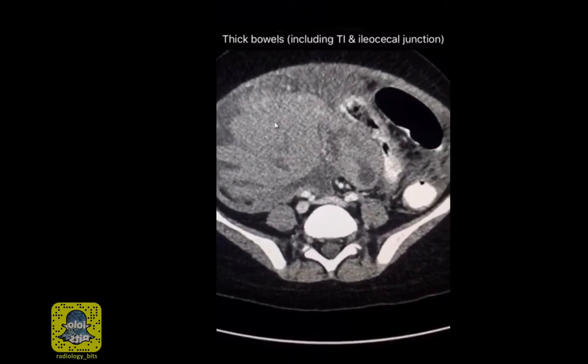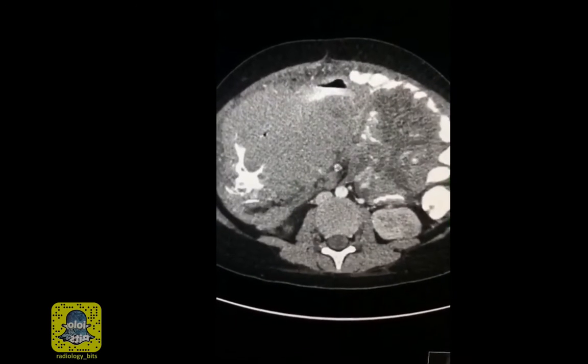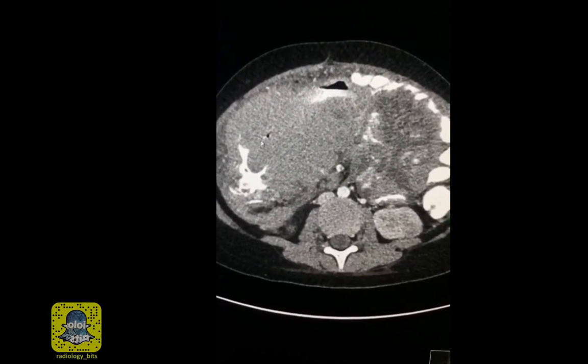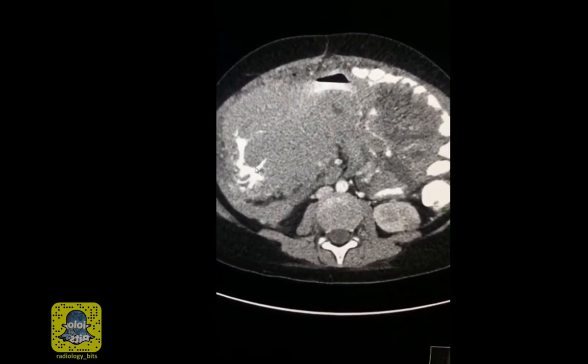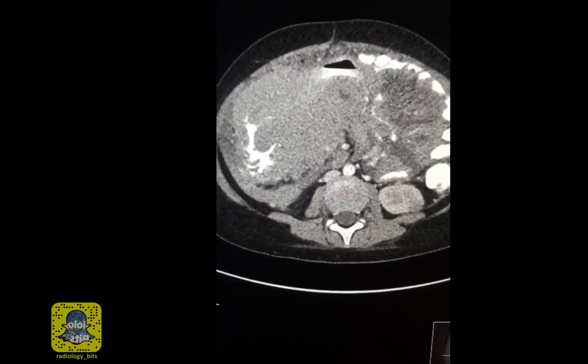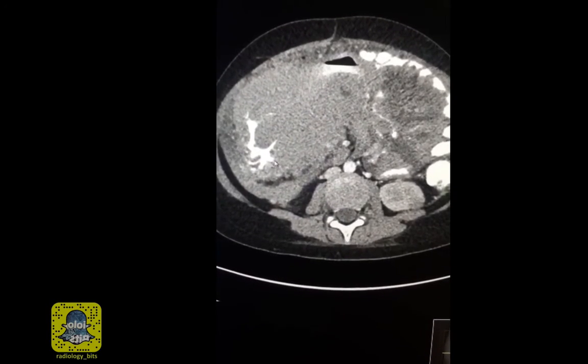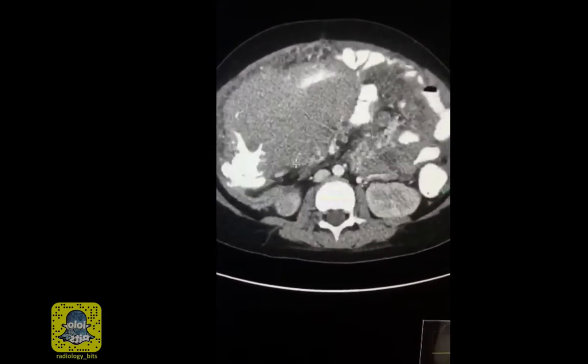A very interesting finding is that despite this extensive bowel abnormality, the lumen is not completely compressed. And there is no secondary associated proximal bowel obstruction.